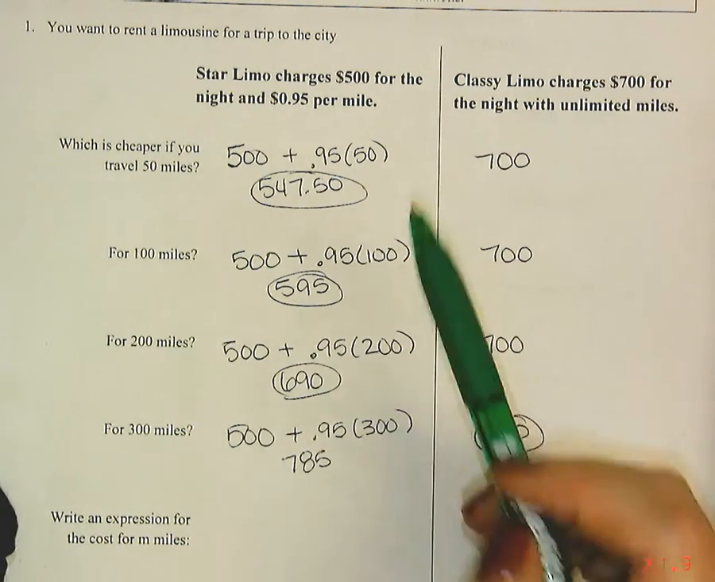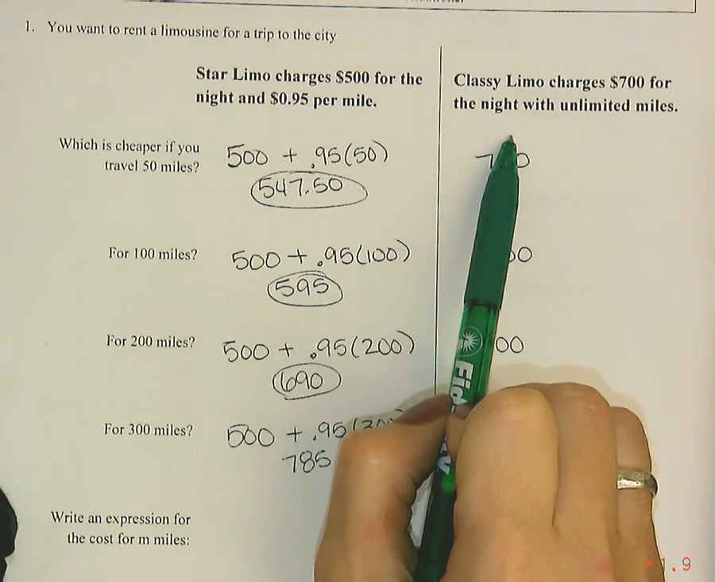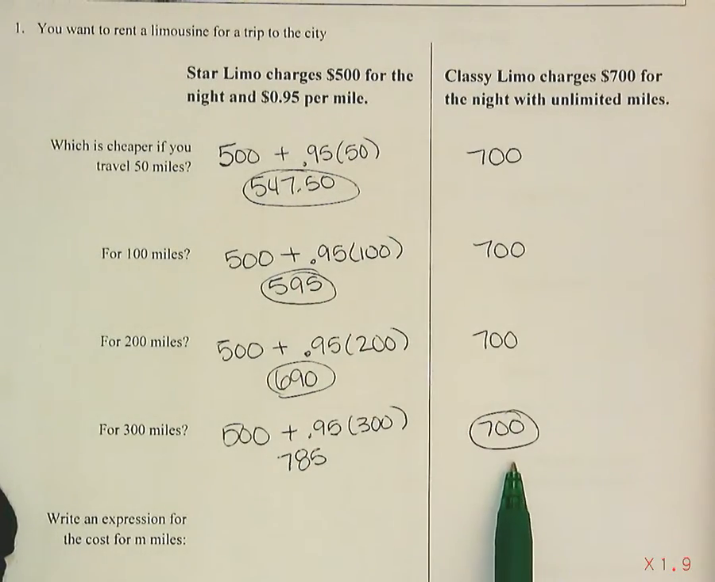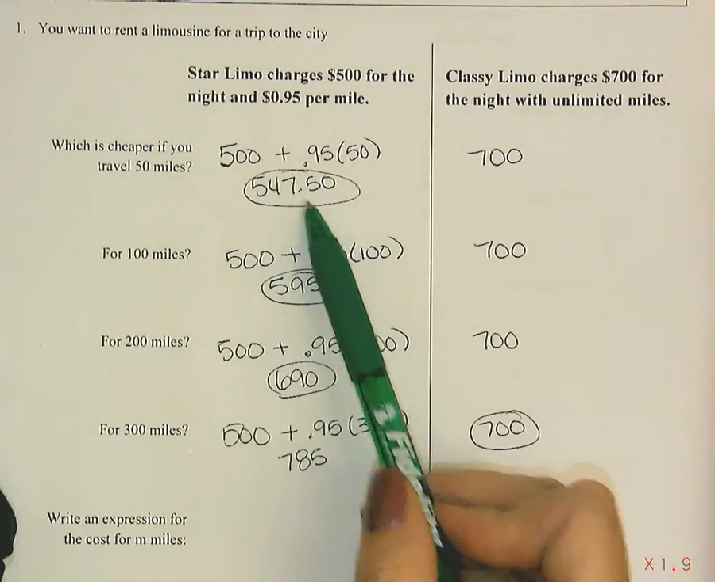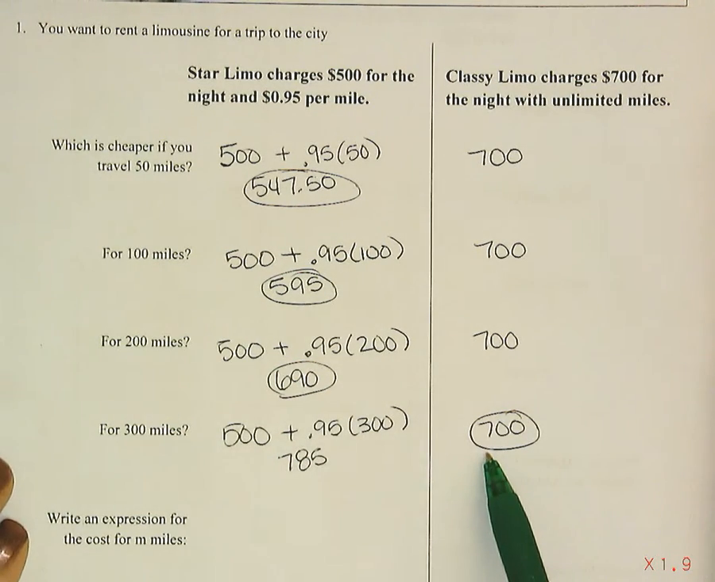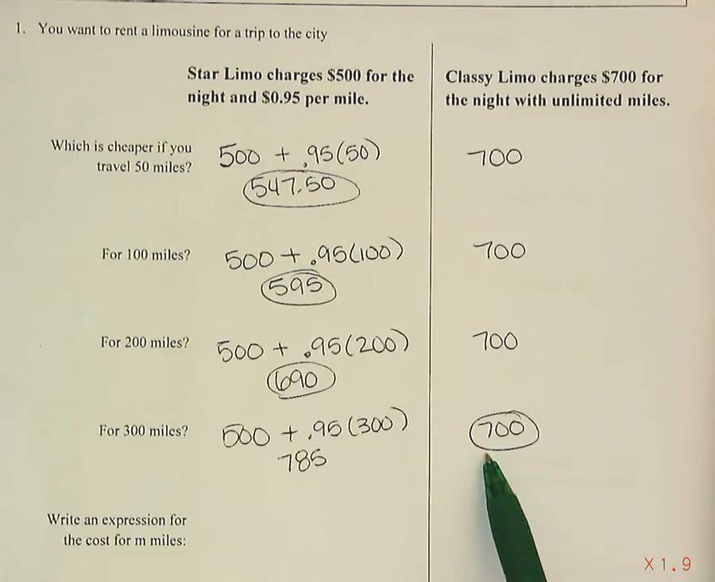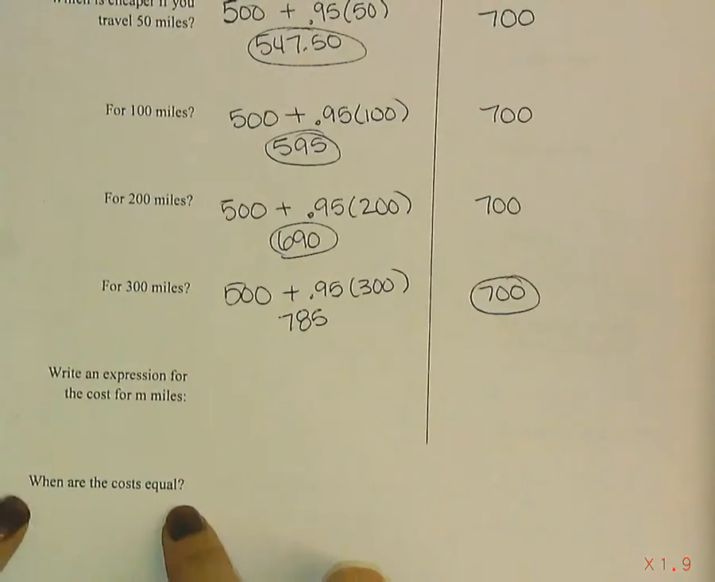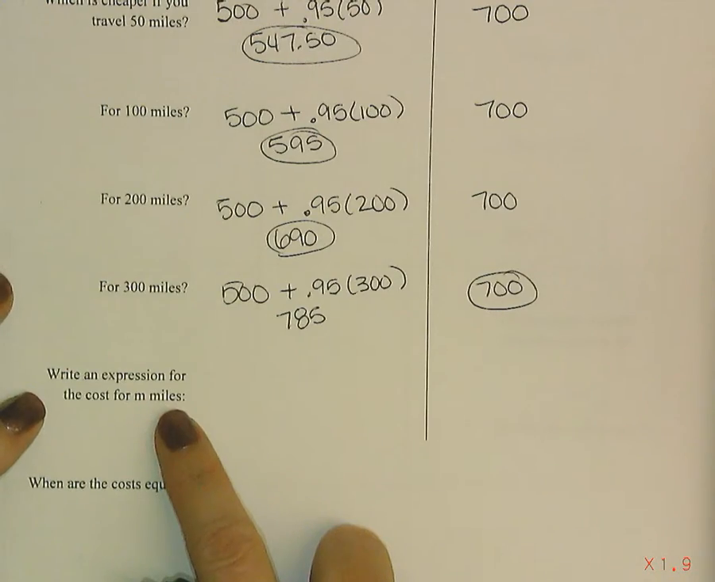Okay? So we used these two situations. We calculated the cost at different mileages, and Star Limo is cheaper as long as you have fewer miles, but eventually Classy Limo becomes cheaper. So the question is, when do these costs get equal? And we're going to start by writing an expression for the cost of m miles.